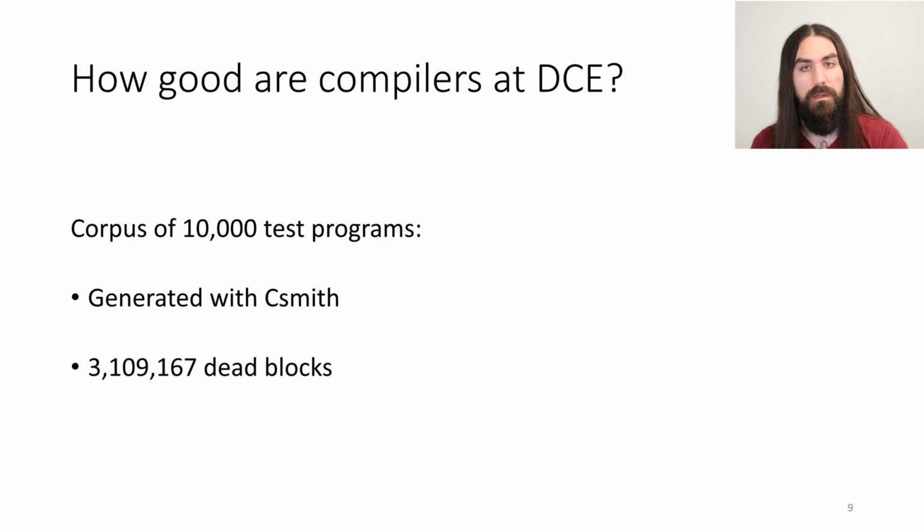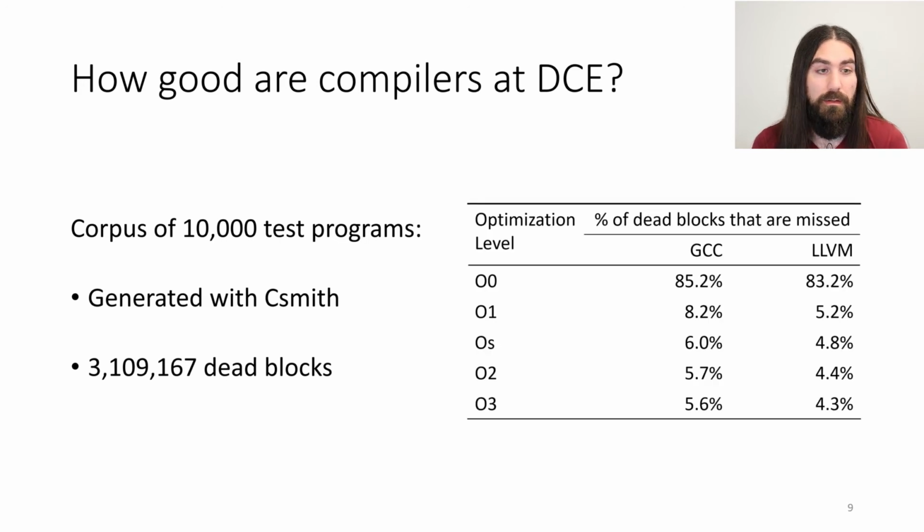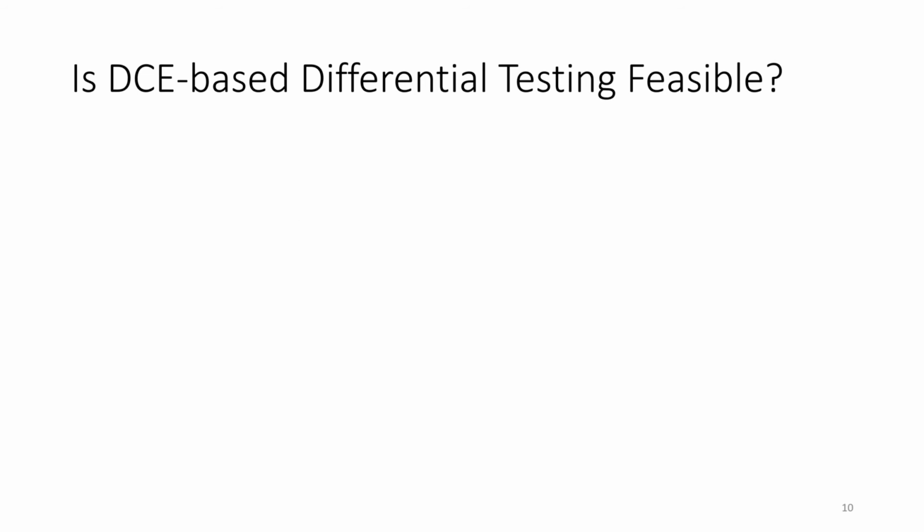And we used GCC and LLVM at various optimization levels and checked how many of these dead blocks they eliminate. And unsurprisingly, at higher optimization levels, the compilers were able to eliminate a larger subset of these markers, but they were still not able to eliminate all of them, meaning that there is still potential for improvement. The second question we wanted to answer is whether differential testing based on DCE is actually feasible. And we evaluated two scenarios.